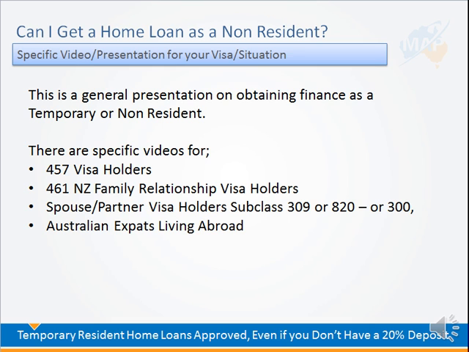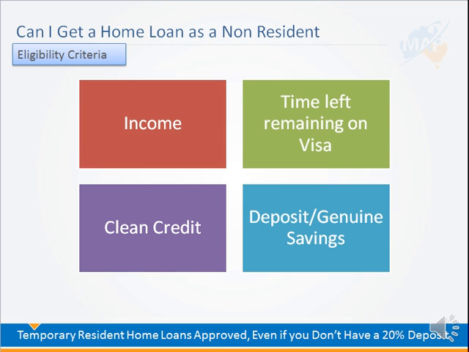Those all have different policy, and in all those cases you can get up to 95 or 90%. There's also a video presentation on Australian expats, Australian citizens living abroad as well.